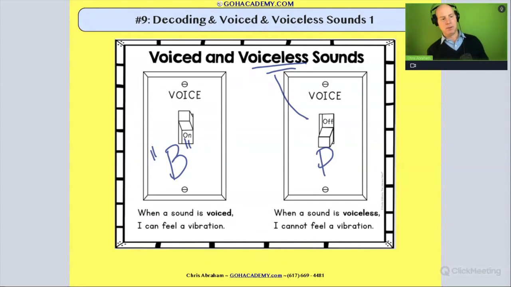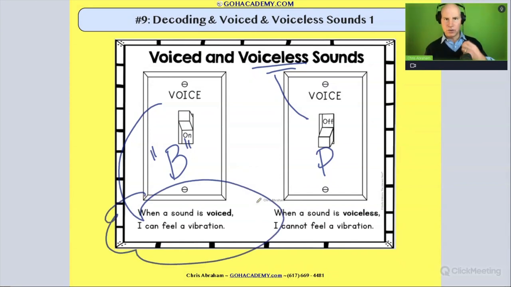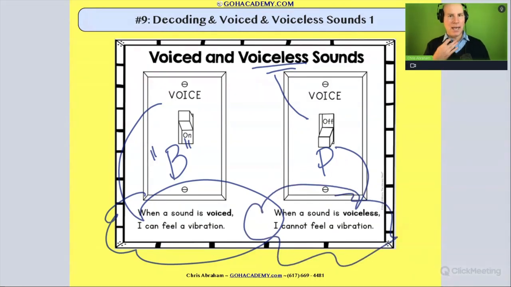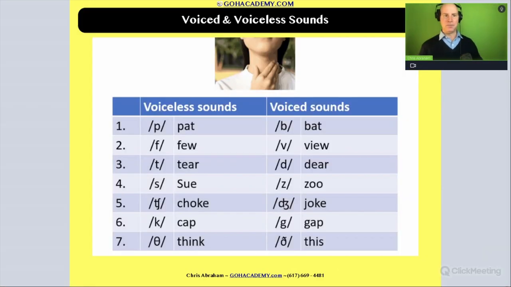So this is an example of a voice sound, is when you use the vocal cords and you have that vibration behind the sound. And a voiceless sound is one where you don't, and you can't feel that vibration or the vocal cords. Now, there's lots of applications to this, but let's just spend a little bit more time, go through this list here and try this. Go down and try and make these voiceless sounds.